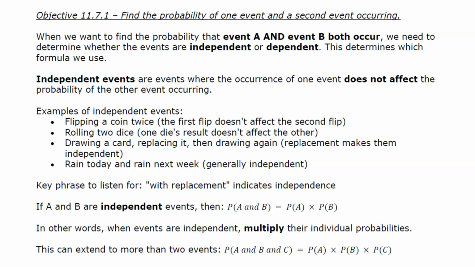So if A and B are independent events, then the probability of A and B equals P of A times P of B. In other words, when events are independent, multiply their individual probabilities. This can be extended to more than two events. So the probability of A and B and C would be the probability of A times the probability of B times the probability of C.